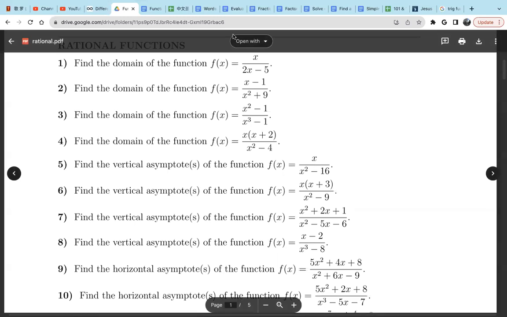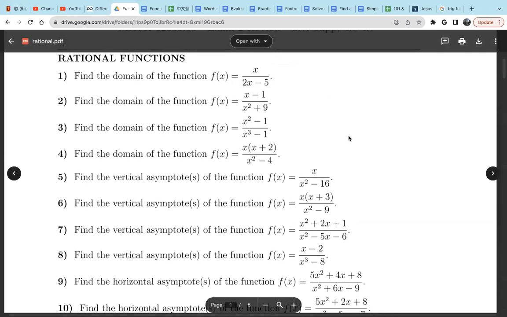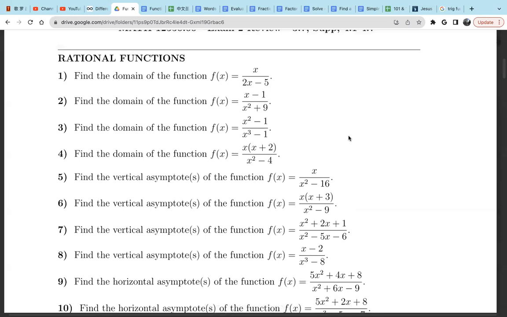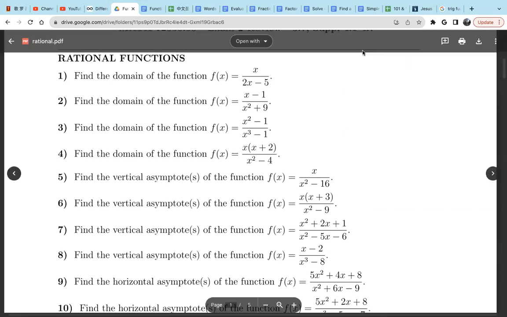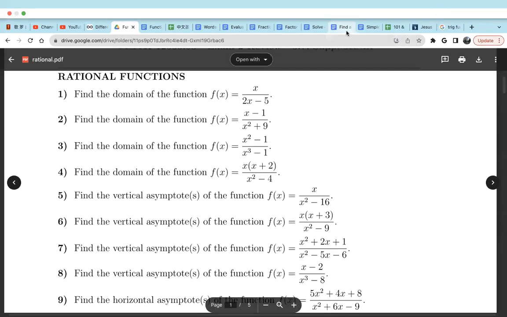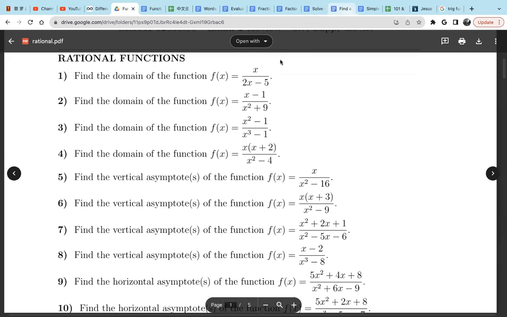So we're trying to find the domain of those rational functions. Rational functions are a little bit difficult to really understand in the beginning, but the more we practice, the better we understand it. So let's try one. When we talk about the domain of a rational function, how do we find it? Because a rational function is a special kind of function, the domain is super important.